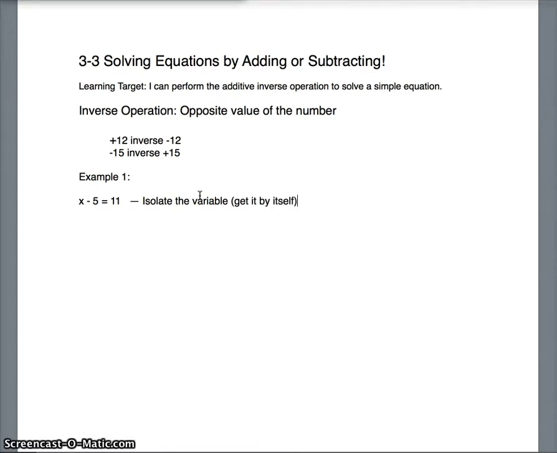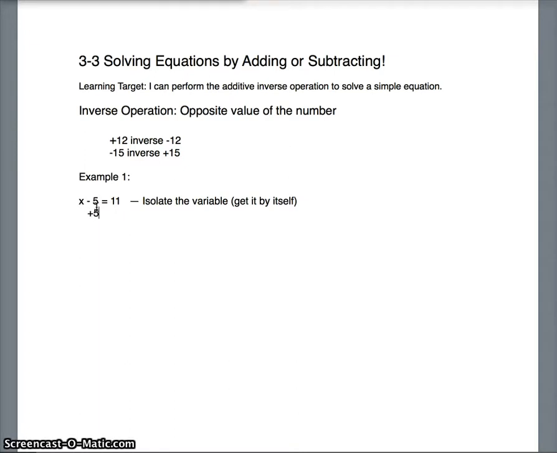And the way we do that, well, we look at the side of the equation the variable is on, and you look to see, well, what's with it? Right now you've got a variable, and then we have a negative 5. Well, whatever we do to one side of the equation, we have to do to the other side of the equation. And we try to get that variable by itself by performing the inverse operation. So what is the inverse of negative 5? Remember, the inverse is the opposite value. So for a negative 5, the inverse is actually a positive 5.